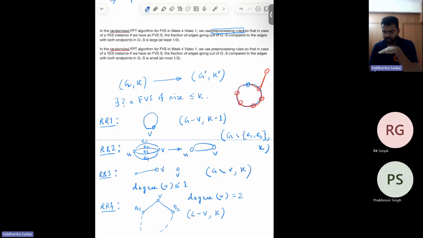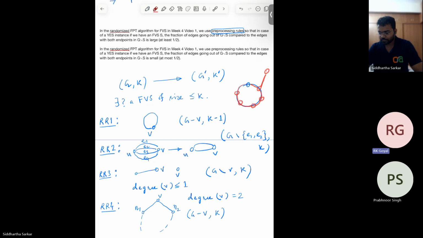So you understand what we're doing. So deleting V because we don't really know whether it is going to be part of a cycle or not. And since we're not confident, we're not updating the parameter k. Does it look convincing? Yes, yes, it is convincing.